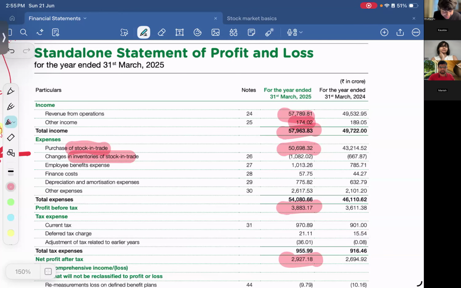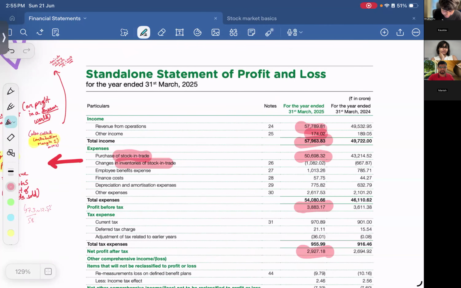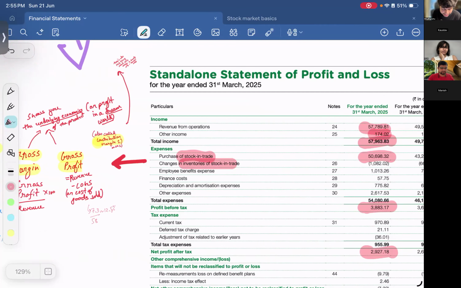Doesn't matter. Point that I'm trying to elicit is appreciation from property, other income. That's correct.